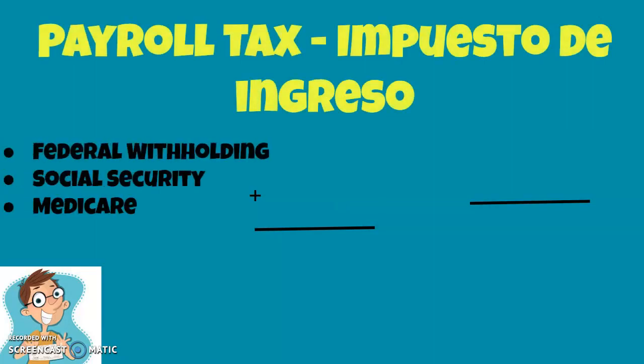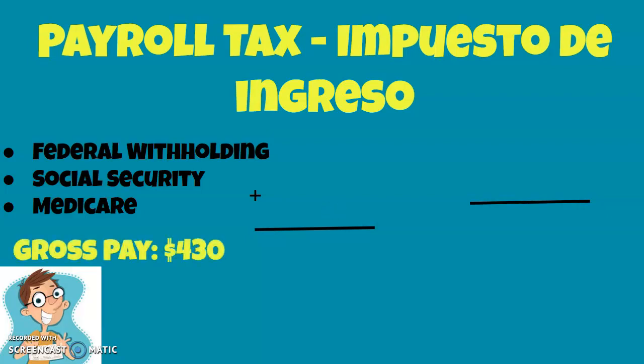There are 3 types of payroll tax. Hay 3 tipos de impuesto de ingreso. There's something called federal withholding, Social Security, and Medicare. Hay ingreso federal, ingreso de seguro social y ingreso médico. Impuesto federal, impuestos de seguro social y impuesto médico.